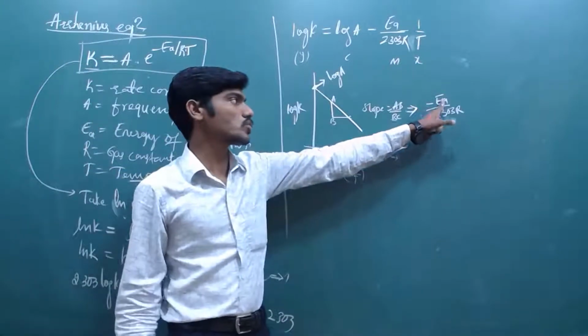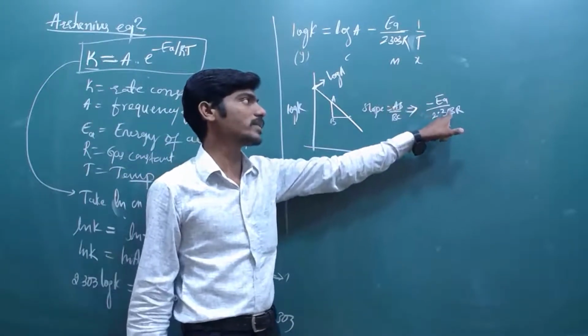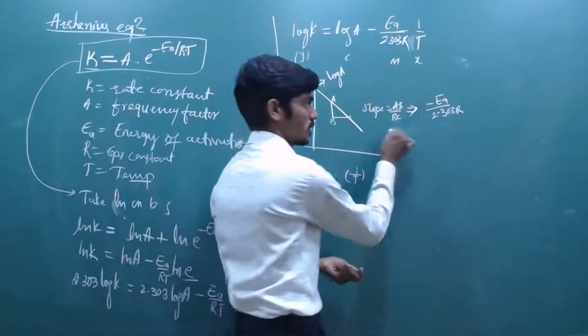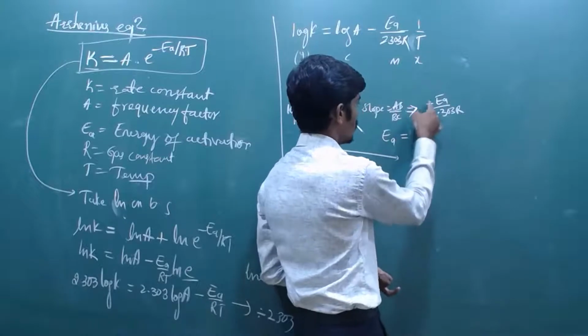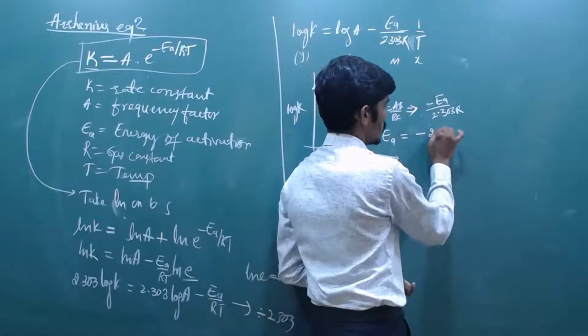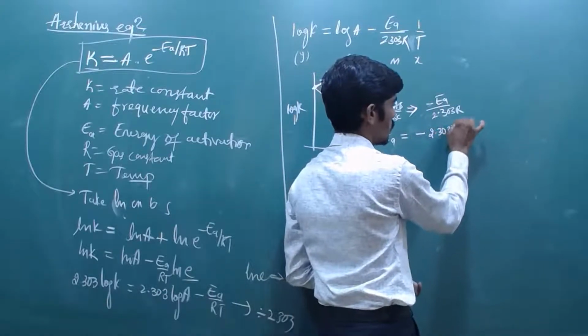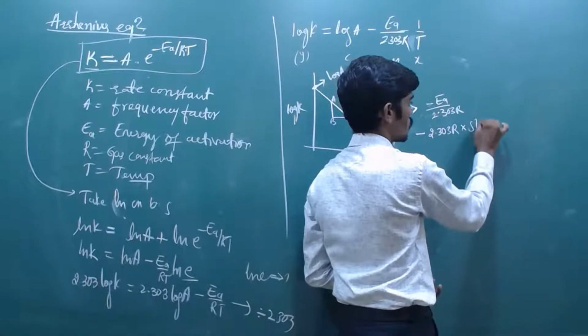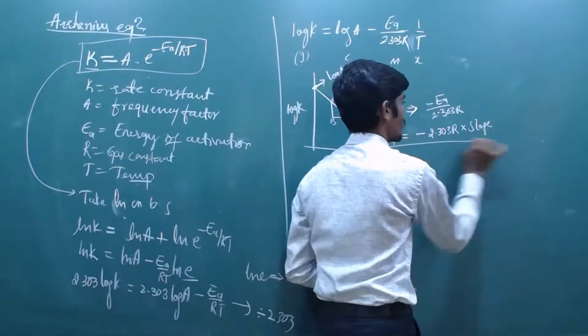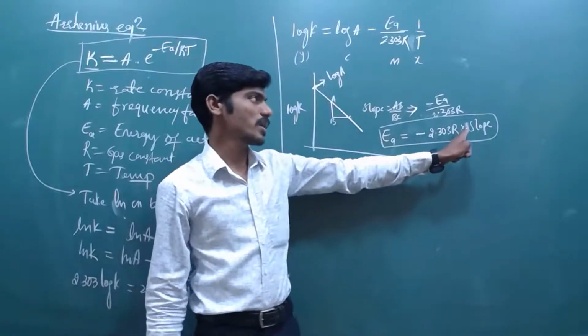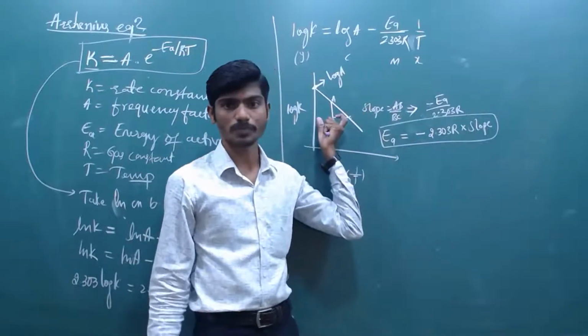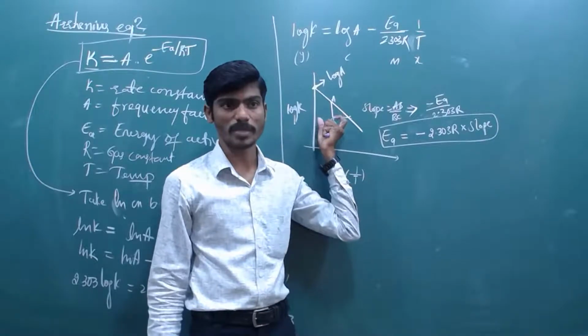Activation energy is equal to minus slope into 2.303 into R. Directly, activation energy is equal to minus 2.303 R into the slope of this curve. Activation energy can be calculated from this curve.